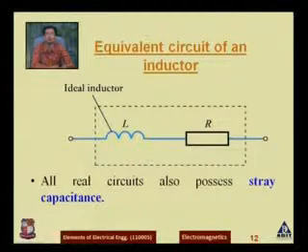The equivalent circuit of an inductor will look like this, where a small resistance is inserted in the inductor. That means every real circuit also possesses stray capacitance. So this one is the ideal capacitor.